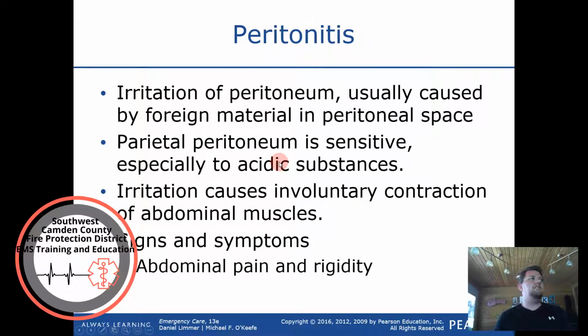Peritonitis is the irritation of the peritoneum, usually caused by foreign material in the peritoneal space. The parietal peritoneum is sensitive, especially to acidic substances. Irritation can cause involuntary contractions of the abdominal muscles, and signs and symptoms include abdominal pain and rigidity.